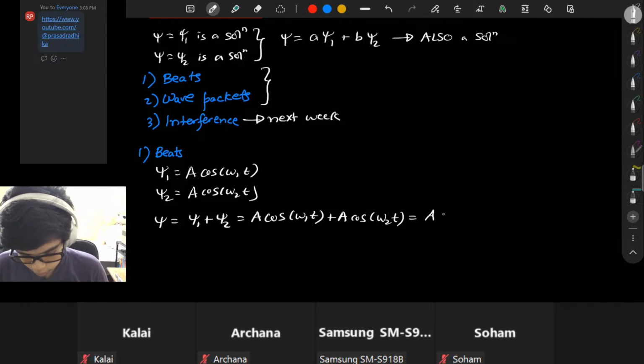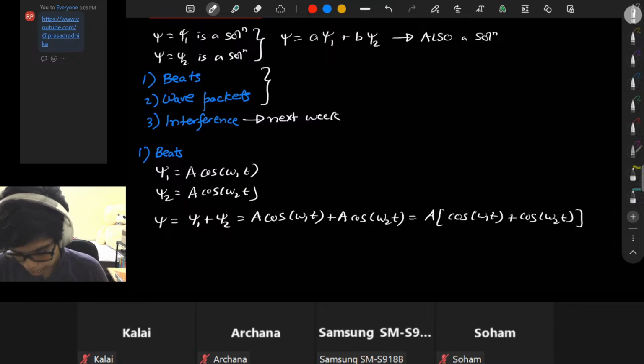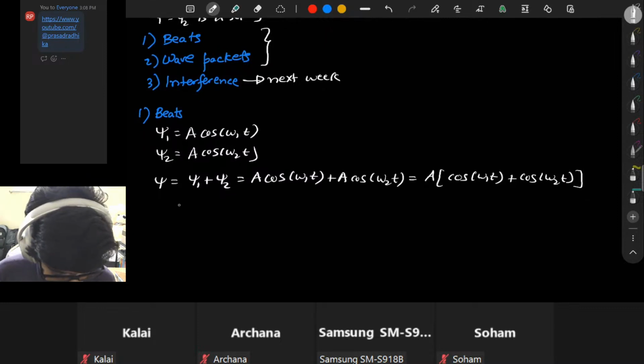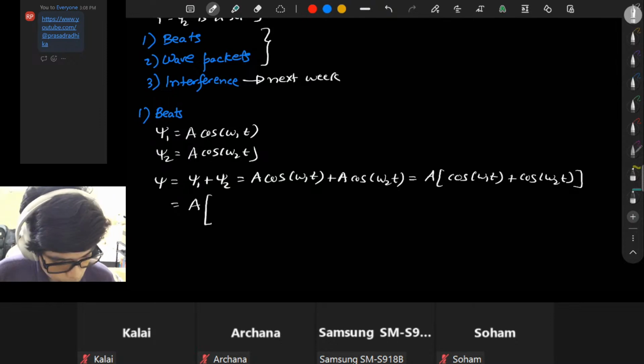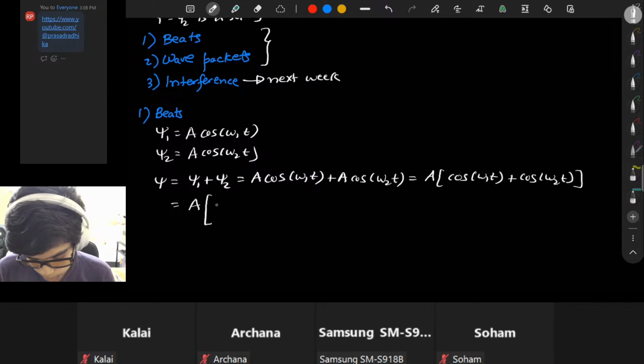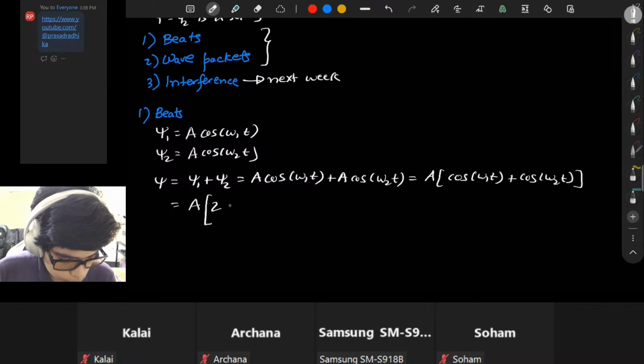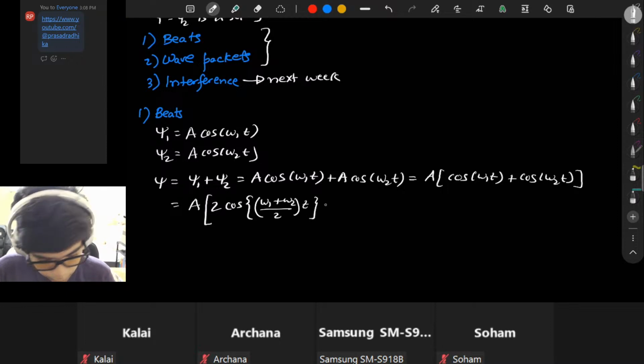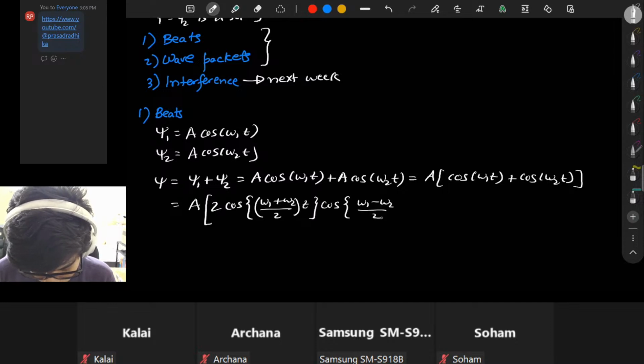Let me take a common. So this is a times cos omega 1t plus cos omega 2t. And we can simplify this cos omega 1t plus cos omega 2t as follows. So we have a, and the simplification would be as follows. This cos omega 1t plus cos omega 2t is equal to 2 times cos of (omega 1 plus omega 2) by 2 t into cos of (omega 1 minus omega 2) by 2 t.